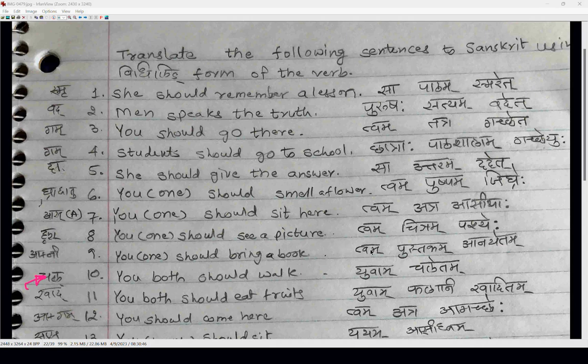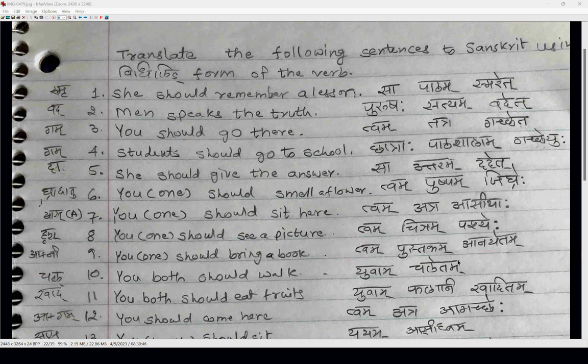You both. So when will it become anayetam? If it's madhyam purusha. No, sorry. Dvivachanam. Yeah. Madhyam purusha dvivachanam anayetam. So then tvam becomes yuvam pustakam anayetam.